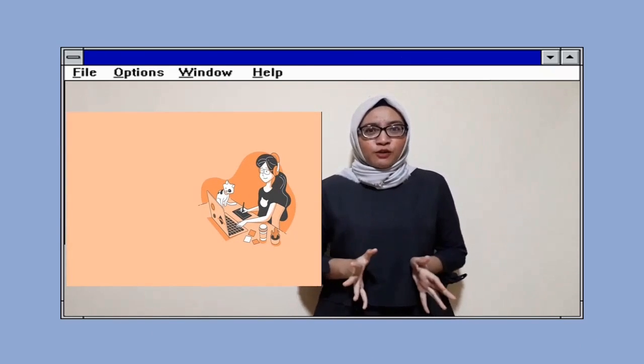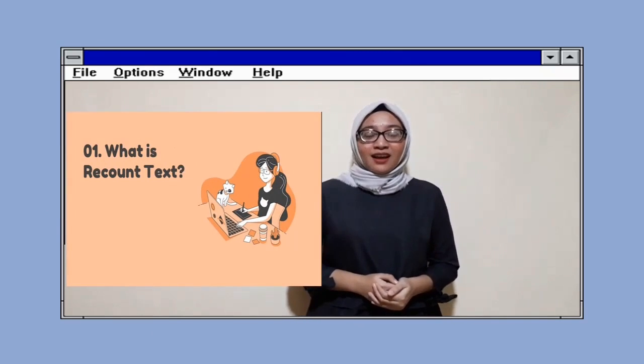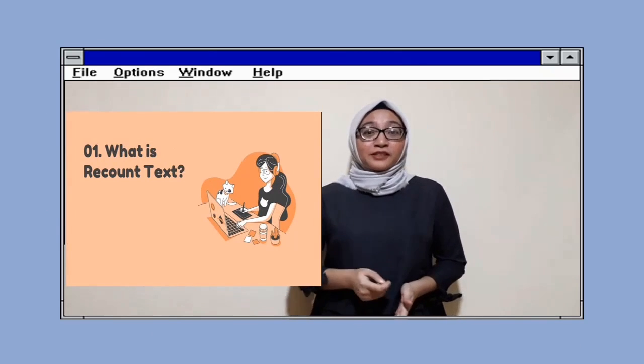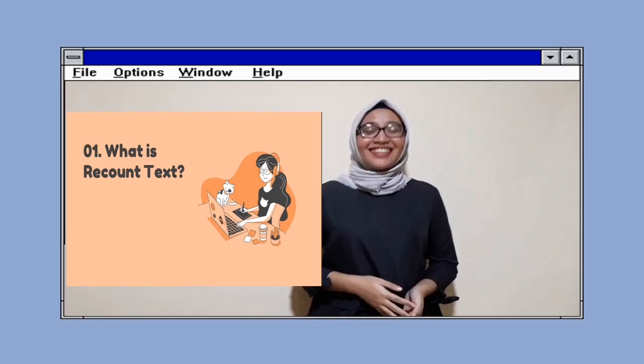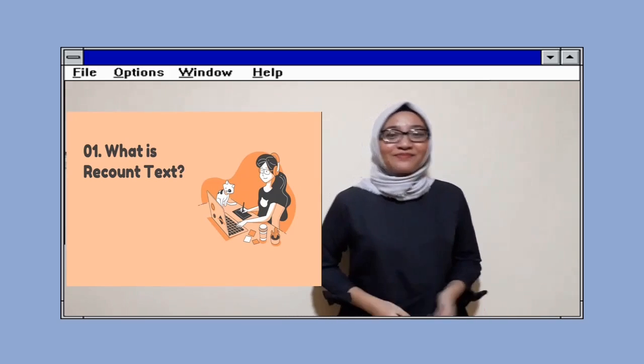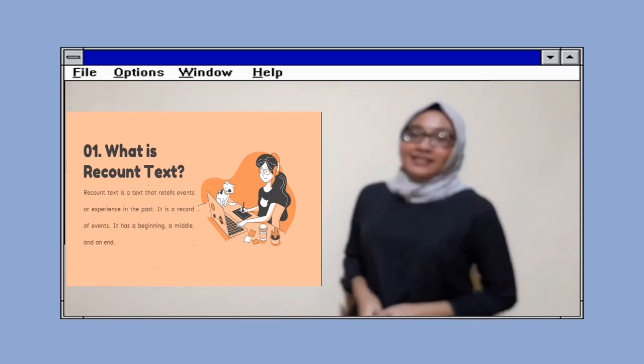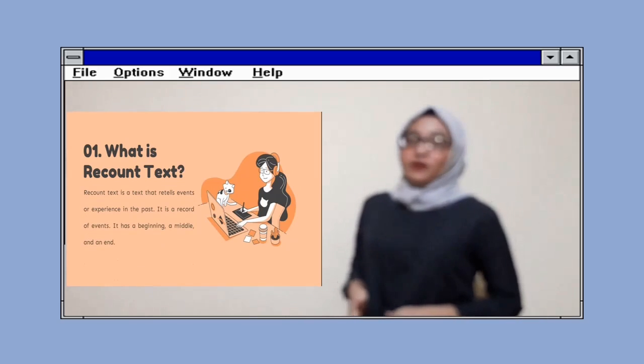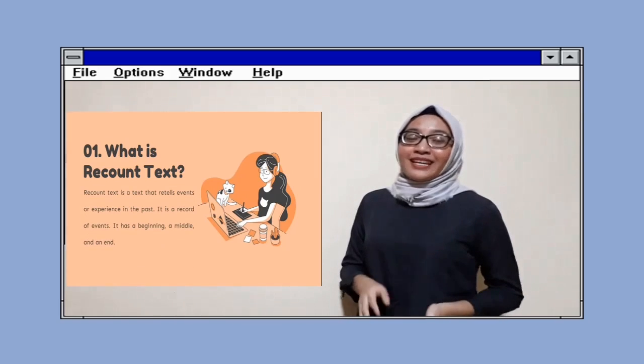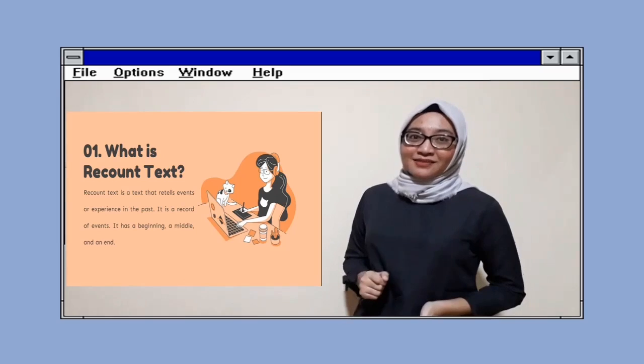Class, do you know what a recount text is? Or maybe you have written a recount text before? Let's figure it out together. Recount text is a text that retells events or experience in the past. It is a record of events.